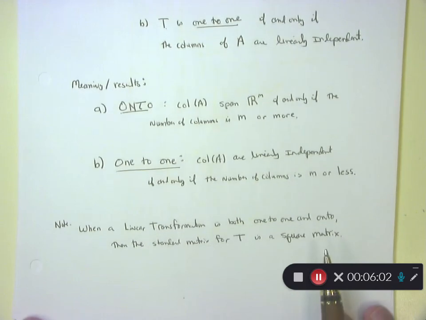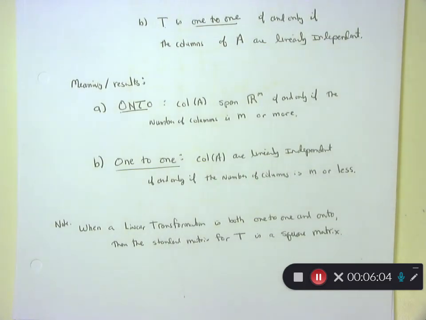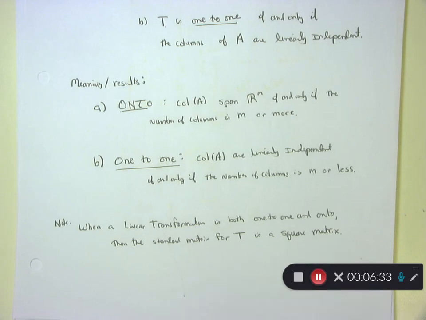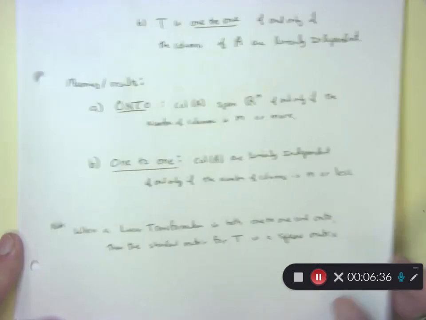And now, note here at the end, it says when a linear transformation is both one-to-one and onto, then the standard matrix for T has to be a square matrix. Because the only way you can do that is you have to have M or more, and M or less, to be onto and one-to-one. What does that make the size of the matrix? It's going to be M by M, a square matrix. Okay?